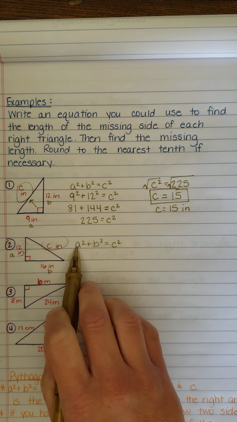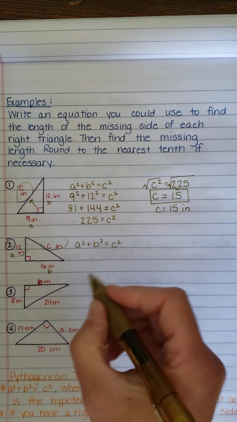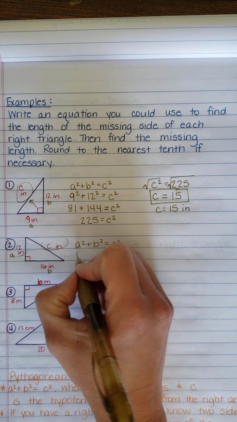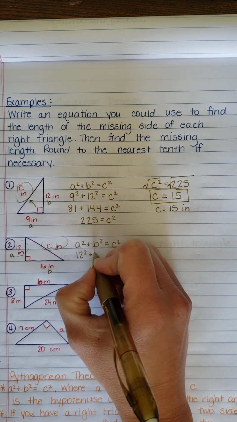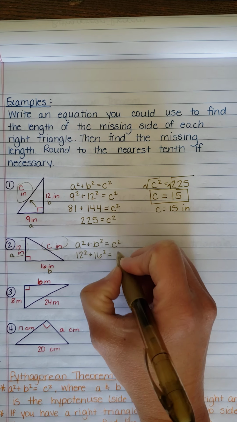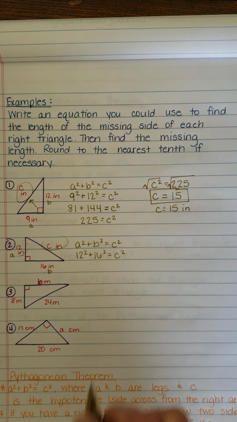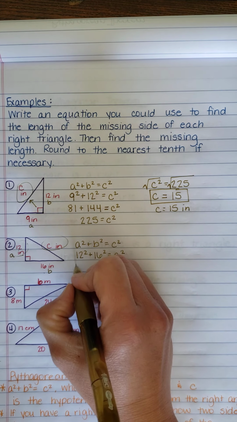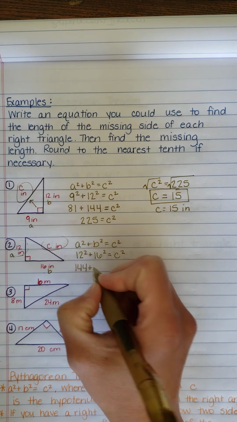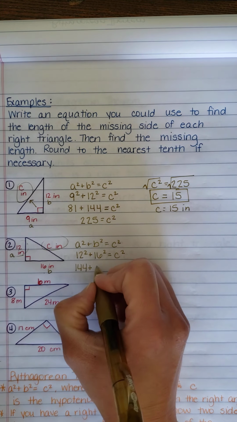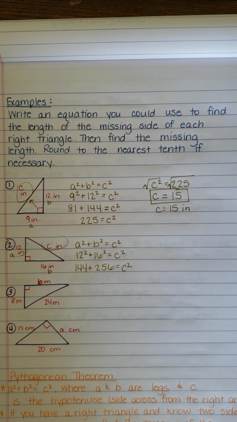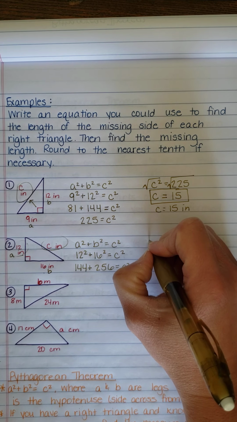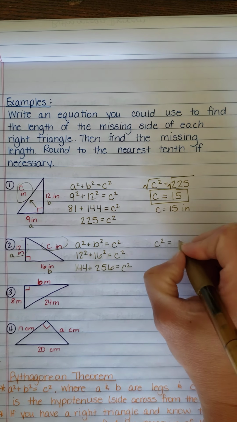I'm going to replace these variables with their given amounts. So we said that A was 12, so I'm going to have 12 squared plus, we said that B was 16, so 16 squared equals C squared. All right, so 12 squared is 144, and 16 squared is 256, and that's going to equal C squared. Well, 144 plus 256 is 400. So I have C squared equals 400.